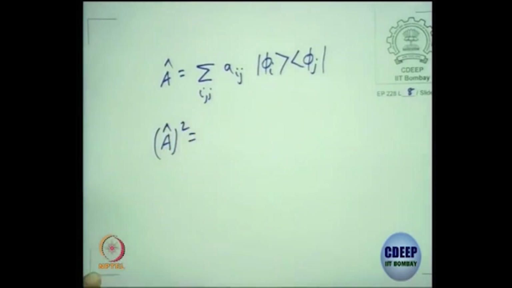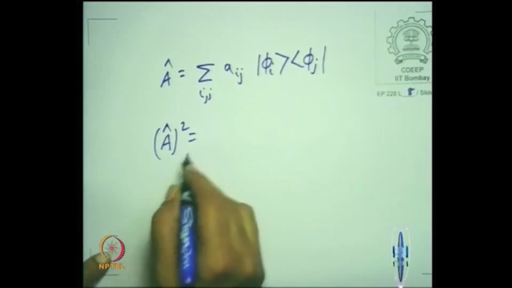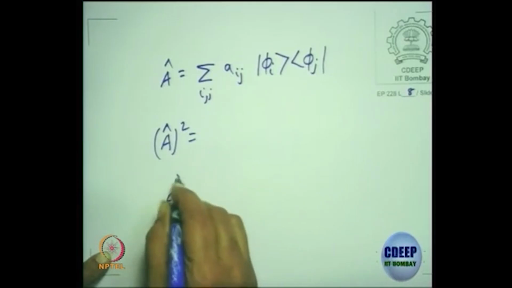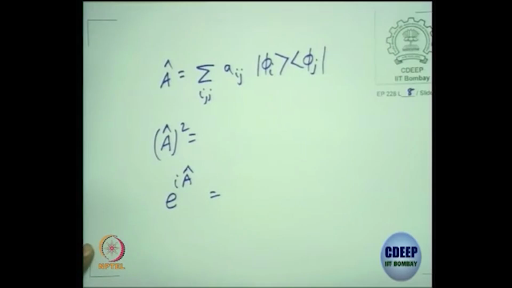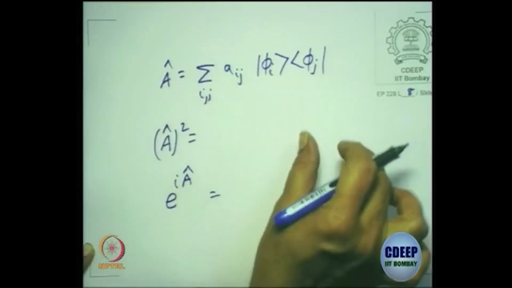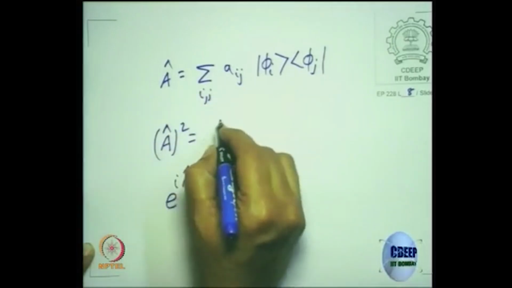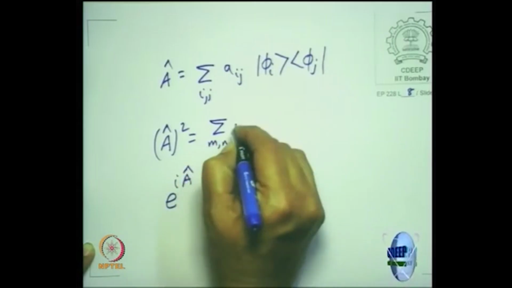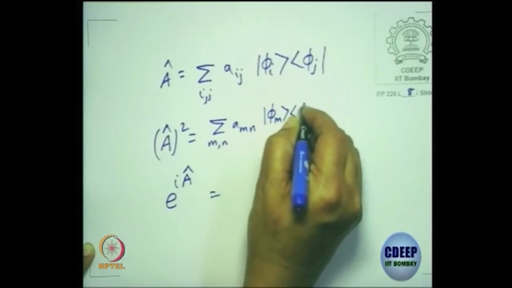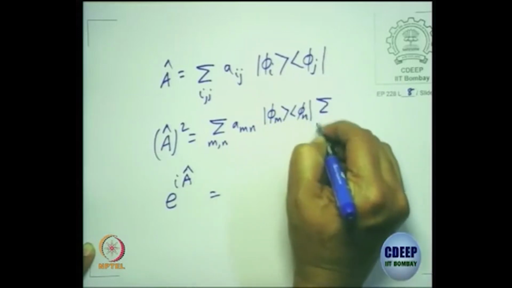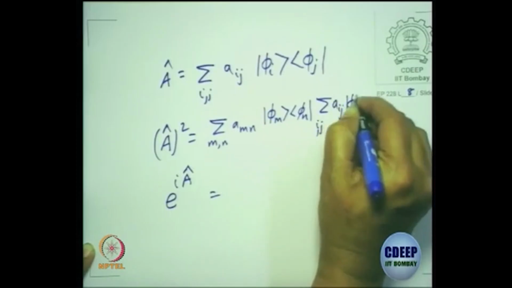Suppose I want to do A squared. That's one question, and then you can extrapolate it to the exponential of i times an operator. What is it? A squared is repeating this. You can put two different indices and do this, right? A squared will be summation over m, n of a_mn |phi_m><phi_n|, and then summation over i, j of a_ij |phi_i><phi_j|.